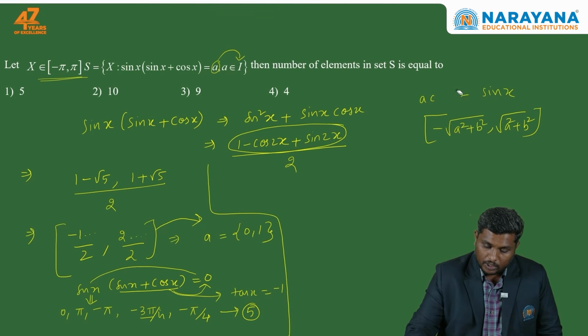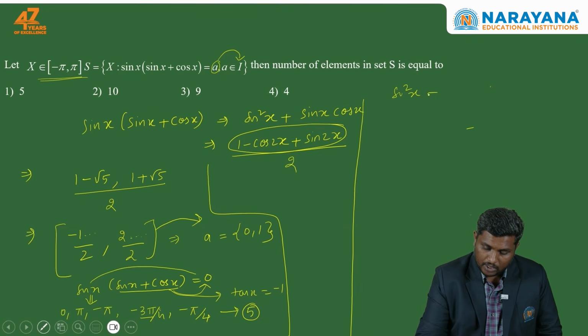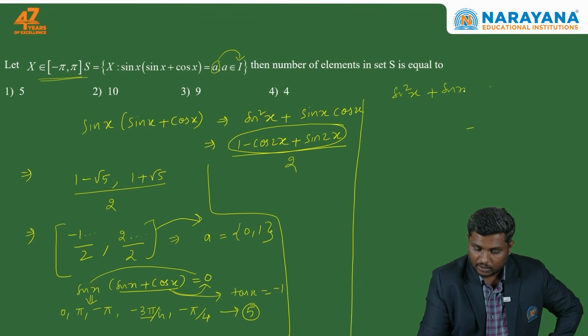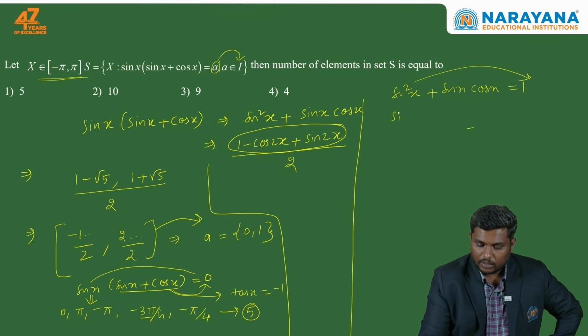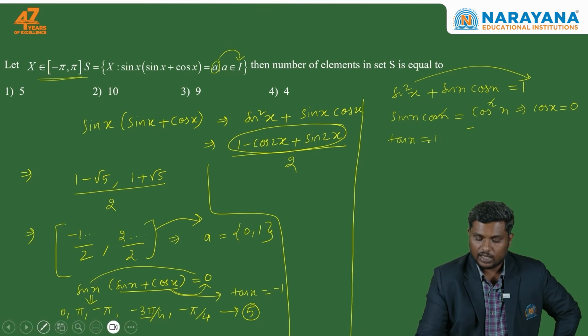So what about the second case? What do we have in the second case? Second case is when sin x into sin x plus cos x, that is sin square x plus sin x cos x, is equal to 1. So guys, if it goes this side, this will become sin x cos x is equal to cos square x. Now if I cancel out cos x, we also want to consider solutions of cos x is equal to 0. At the same time, sin x is equal to cos x, which means tan x is equal to 1.